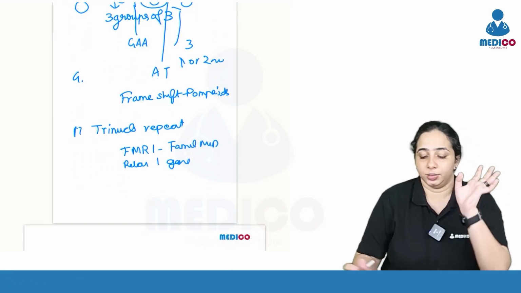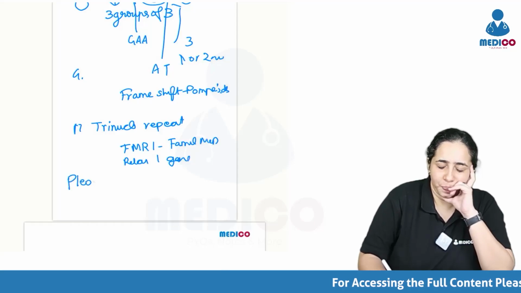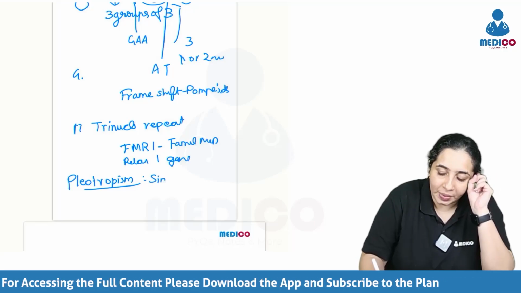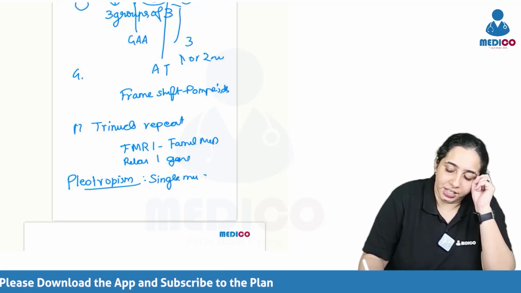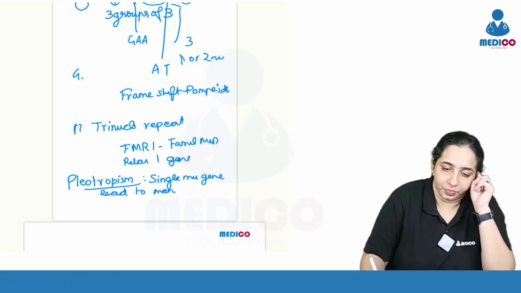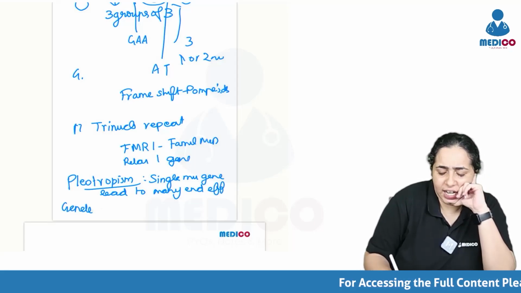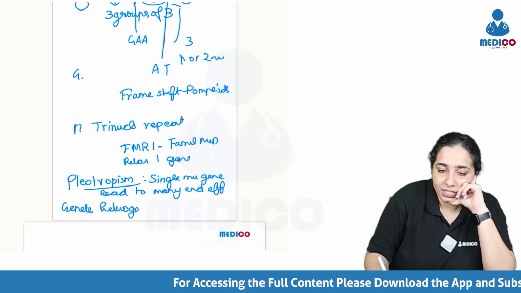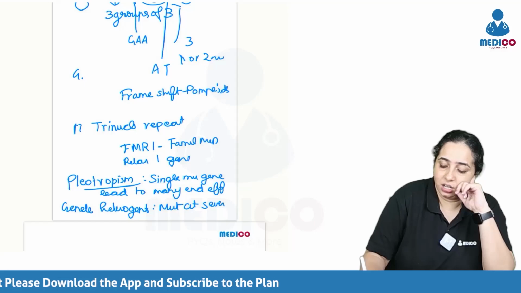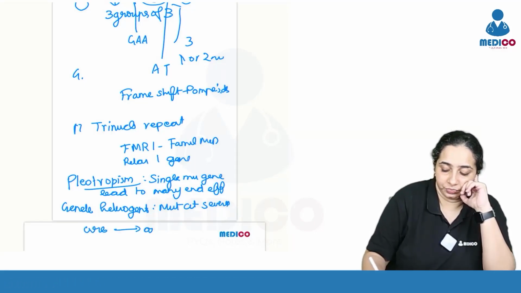Then 2 other words I want you to know. First one is pleiotropism. So what is pleiotropism? Pleiotropism essentially means that a single mutant gene leads to many side effects. That is pleiotropism. So what is genetic heterogeneity? Genetic heterogeneity means that mutation at several areas leads to a single disease.